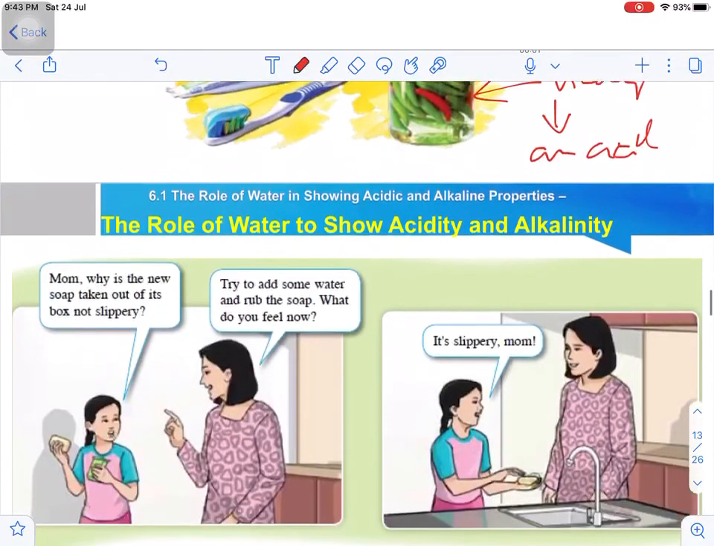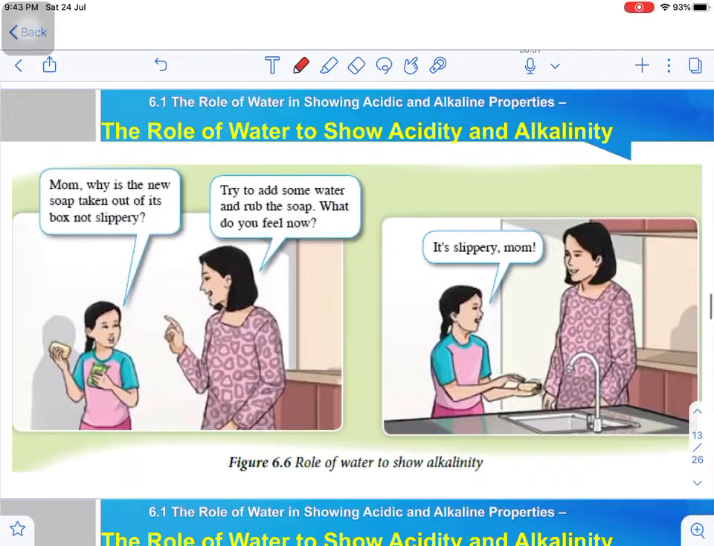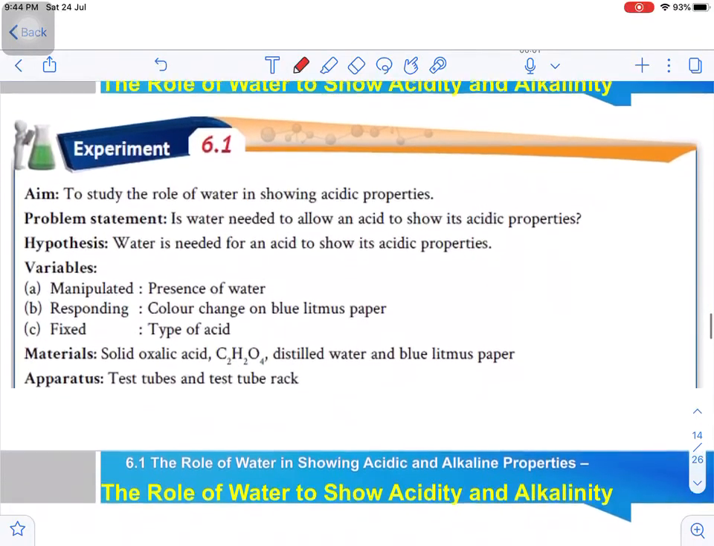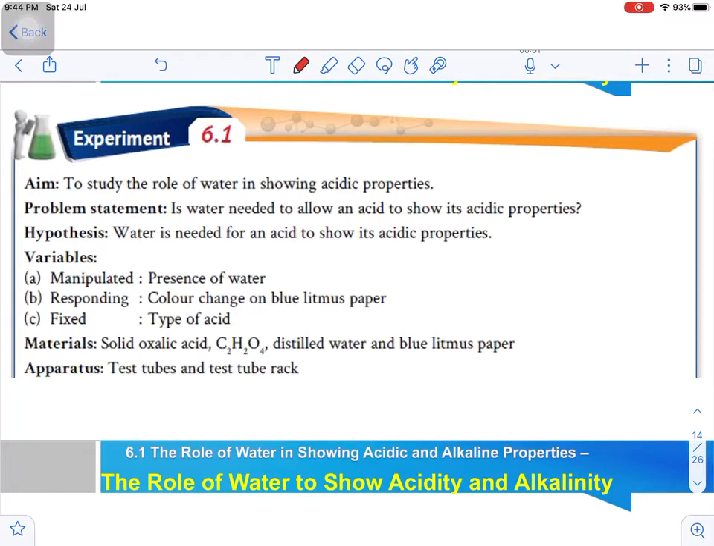Okay. So now we go to the role of water in showing acidity and alkalinity. Okay, in this situation, the girl finds that the soap taken out from the box is not slippery. Then the mother tells her to add some water. So by experiment we can show acidic and alkaline properties.